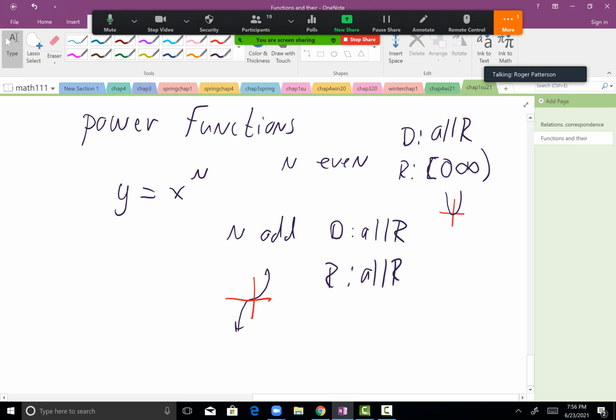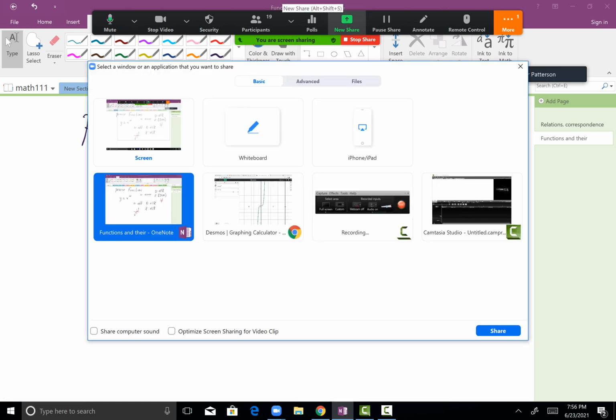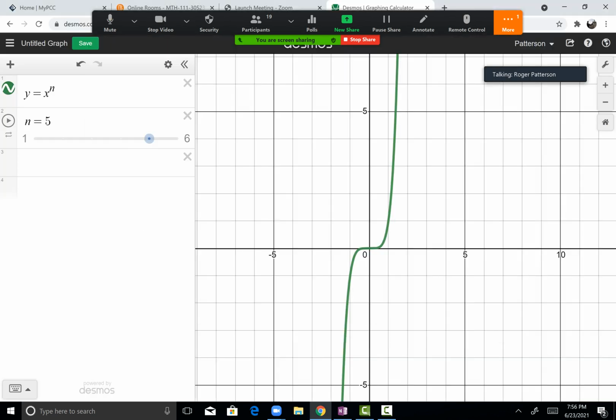Now, inside the power functions, there's these things called root functions. All right, so we'll talk about those. They're really just power functions, but they're inside of the group of power functions, the family, if you want to think about it. So here we go back to Desmos again. Normally I'd probably have you spend some time exploring these, but we're getting a little short on time here.